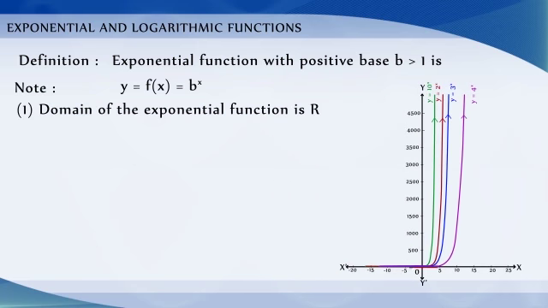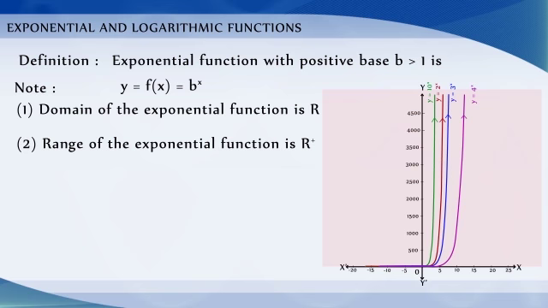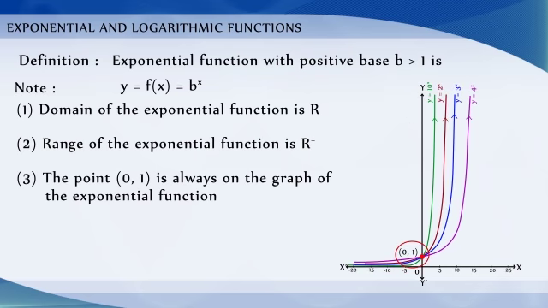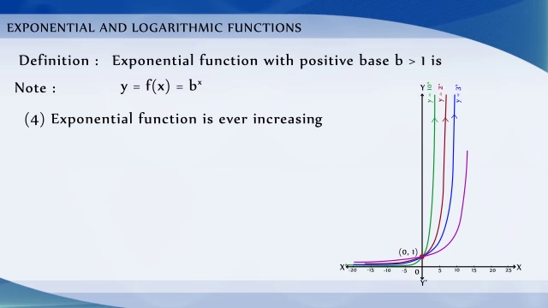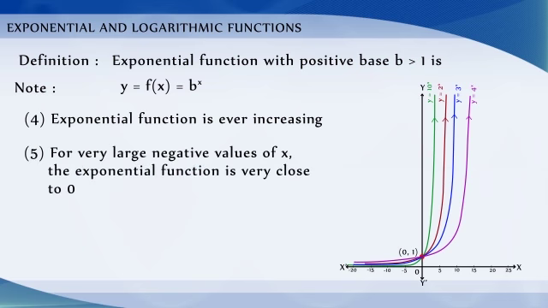Note: domain of the exponential function is the set of all real numbers. Range of the exponential function is the set of all positive real numbers. The point (0, 1) is always on the graph of the exponential function. Exponential function is ever increasing. That is, as we move from left to right, the graph rises above. For very large negative values of x, the exponential function is very close to 0. In other words, in the second quadrant, the graph approaches the x-axis but never meets it.